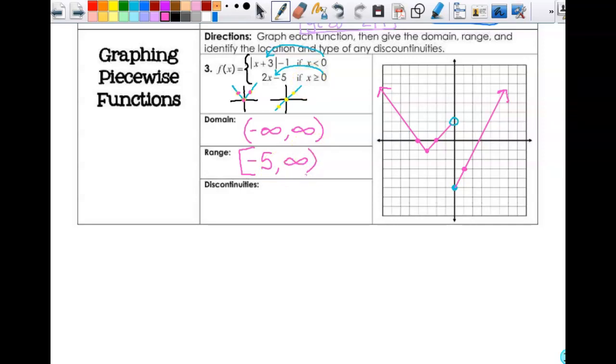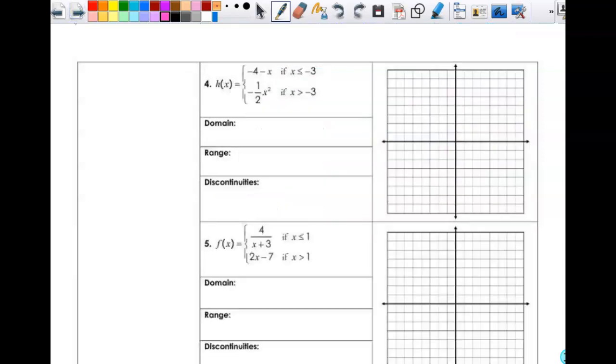Do I have any discontinuities? Yes. I have a what kind? Jump. So it is a jump discontinuity at x equals 0. X equals 0. It's not an ordered pair. That's not how you talk about discontinuities. You talk about them at their x values. Okay? What questions do you have at this point? Are we good? All right, let's look at the next one.